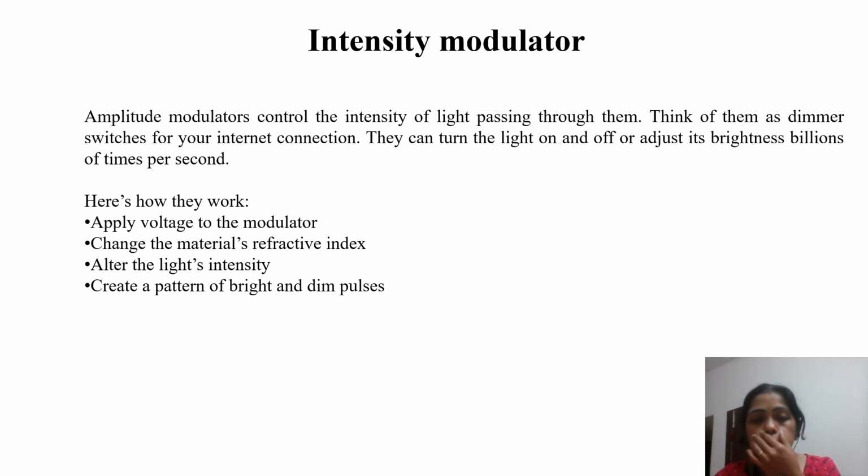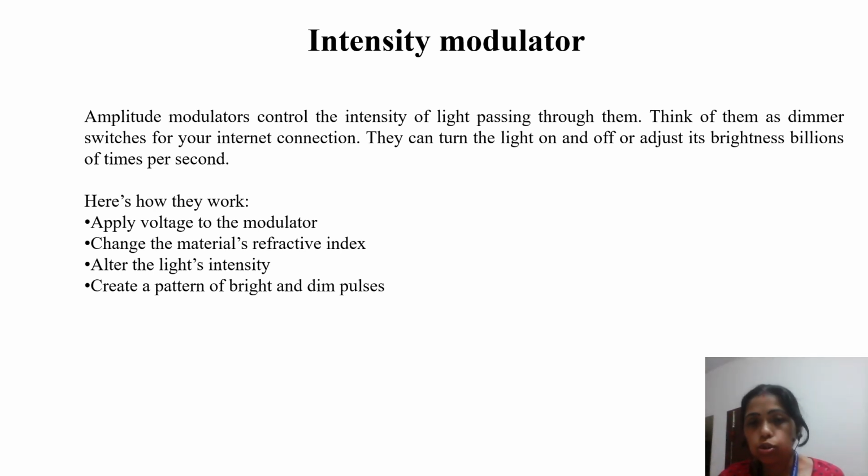So here, last class we started with what the electro-optic effect is and what electro-optic modulators are available. Under the electro-optic modulator, there is the phase modulator, and apart from that, the intensity modulator is also there. The intensity modulator is also known as the amplitude modulator.